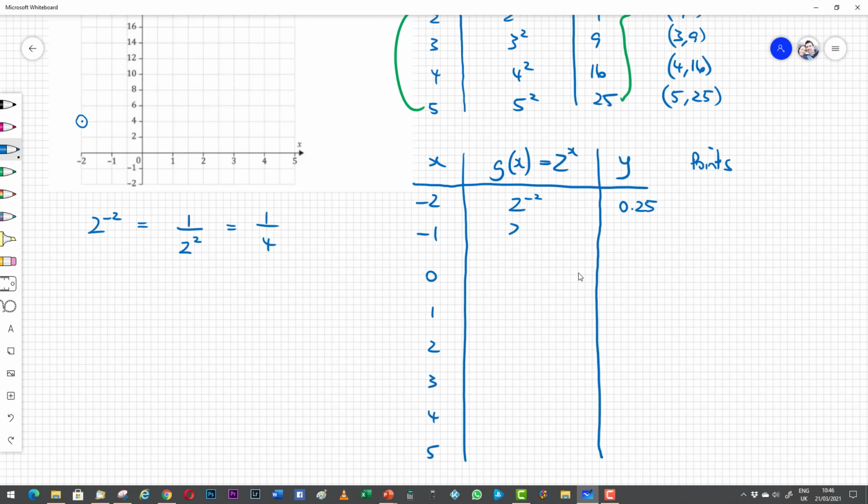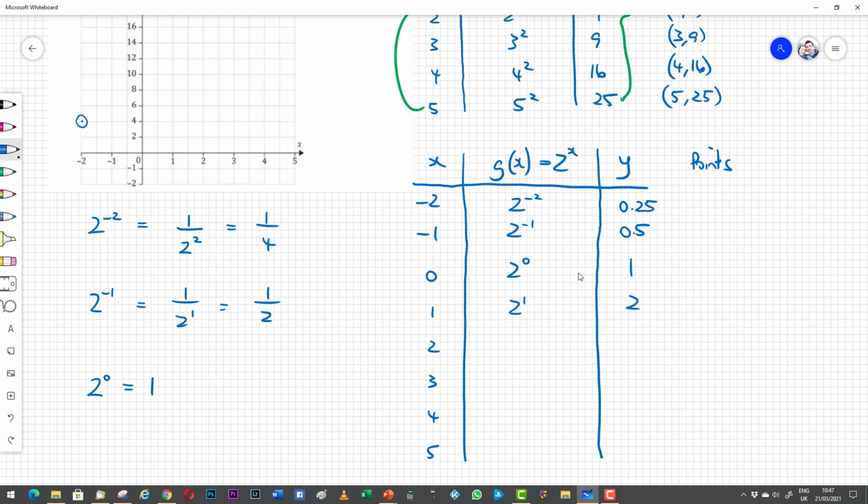When I put in -1, I have 2 to the power of -1, and again, 2 to the power of -1 is the same as 1 over 2 to the power of +1, which is 1 over 2, which is a half, and so that's 0.5. When I put in 0, I have 2 to the power of 0. We may again remember our rules of indices, where any number to the power of 0 is the number 1. That's an important rule to remember. It doesn't matter what the number is, but if you raise it to the power of 0, you always get the number 1.